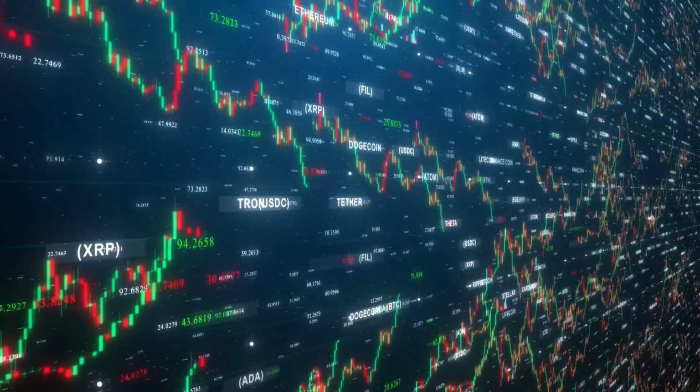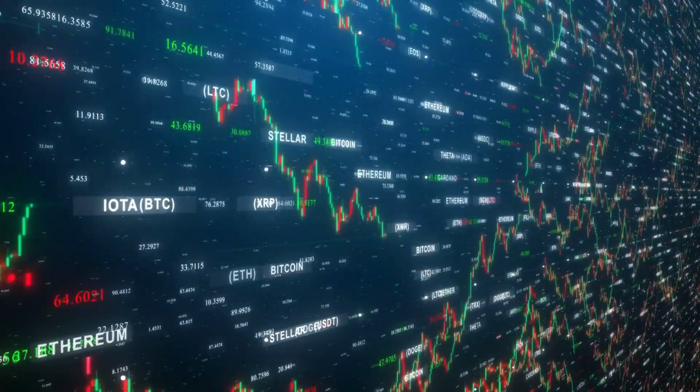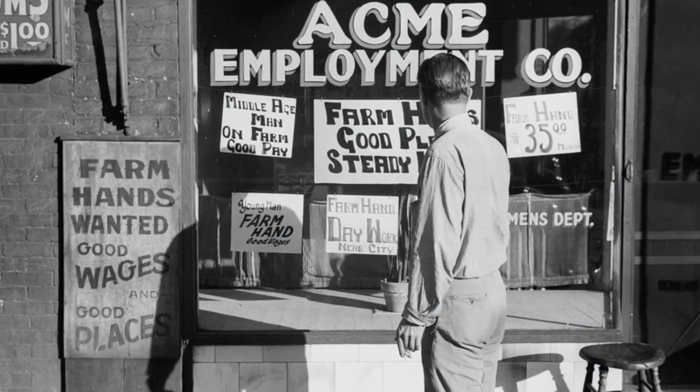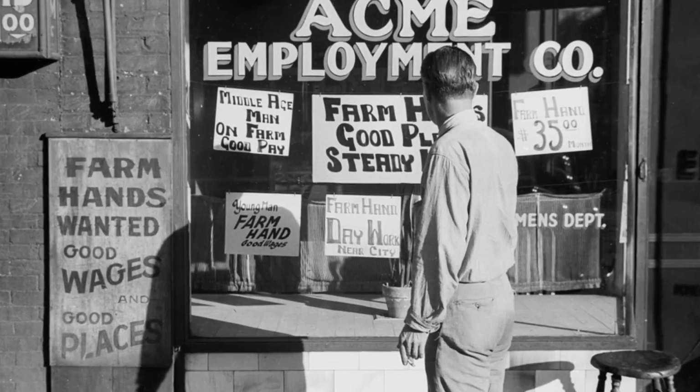The global adherence to the gold standard, which joined countries around the world in fixed currency exchange, helped spread economic woes from the United States throughout the world, especially in Europe.